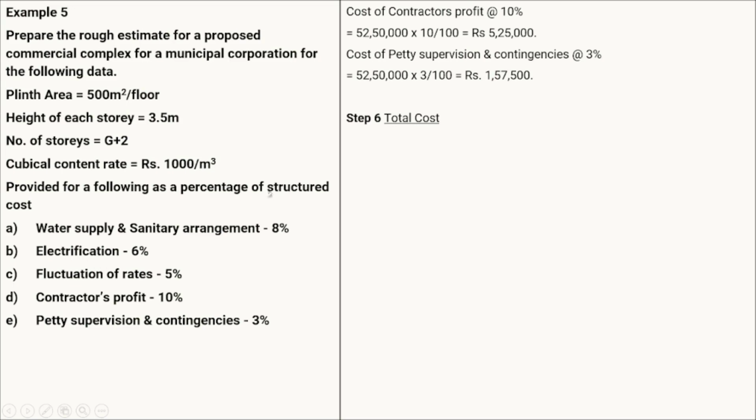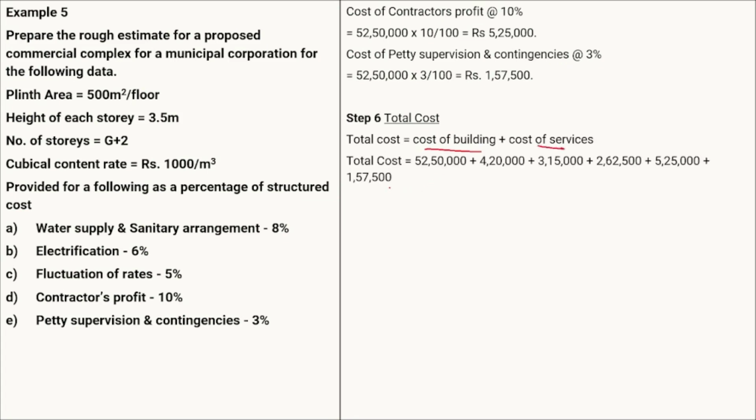structural cost. In the numerical it is mentioned that whatever items are there, should be taken as a structural cost. So there is no overall cost here. We have only the cost of the services as well as the cost of the building. So the cost of the services plus the cost of the building will be your total cost. That total cost comes to rupees 69300.